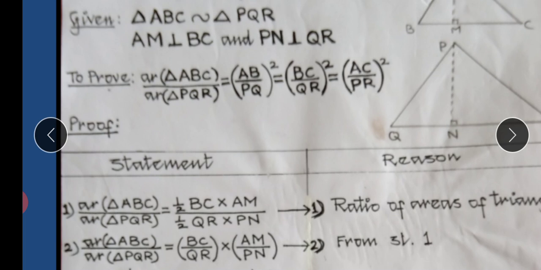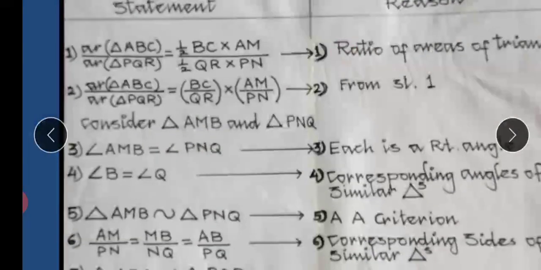This is the first part you should remember, the first concept. Second concept is you have to select two triangles having AM and PN as sides. So we got the two triangles here, AMB and PNQ. Each has a right angle because AM and PN are the altitudes.